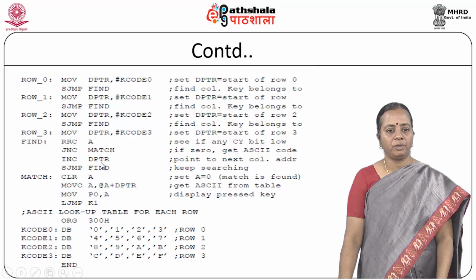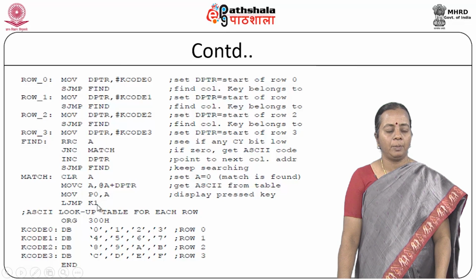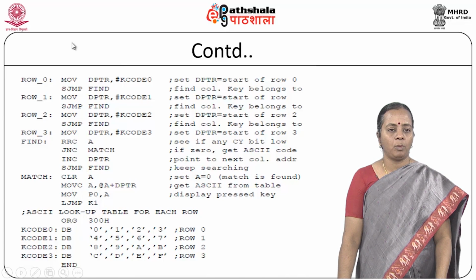Then if I JNC, not carry, I will come to match. There I will clear the A, and I will move whatever is at DPTR to A. Now that A is given to P0, which will display the pressed key. And again I will be rotating it from the beginning, LJMP K1 is the start.